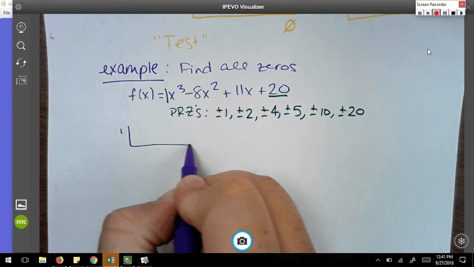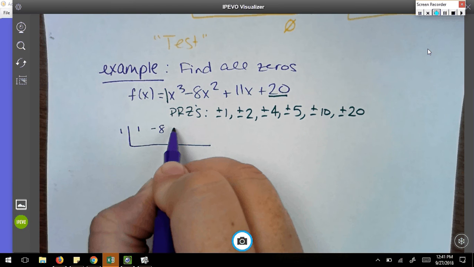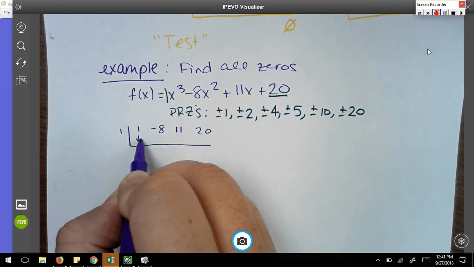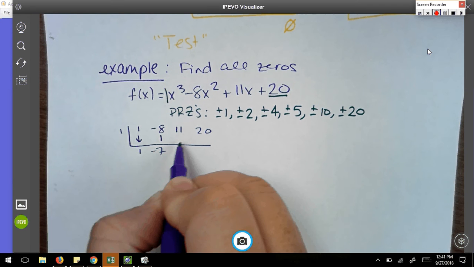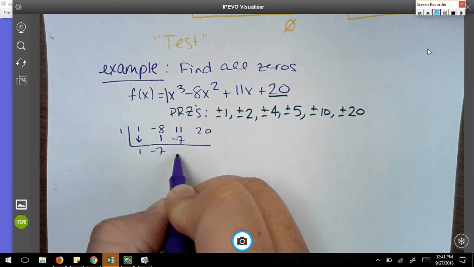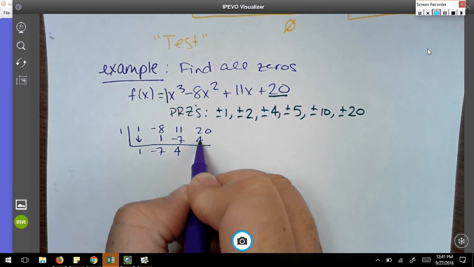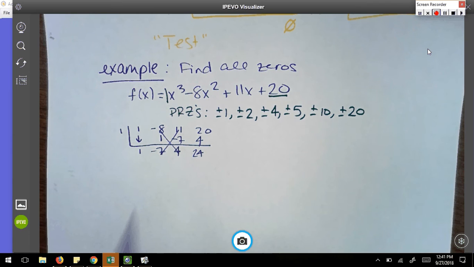So we start with 1, negative 8, 11, and 20. 1, negative 7, 4. Nope, I get 24 there. That does not work. So what am I looking for? 0 on the end. No remainder. By that theorem we talked about yesterday, no remainder tells me it is a zero and thereby also a factor. So I've got to keep going until I find one that has no remainder.